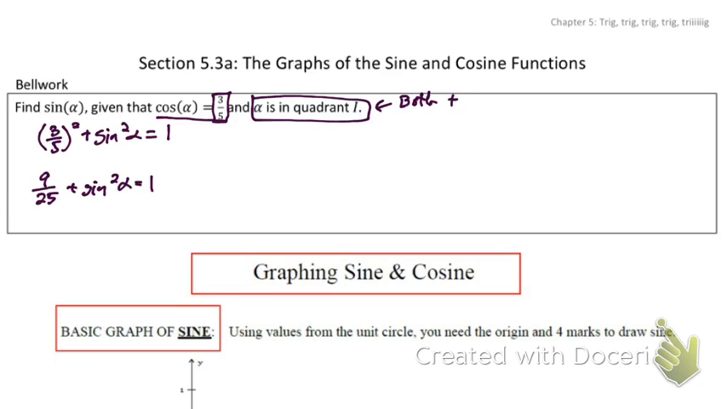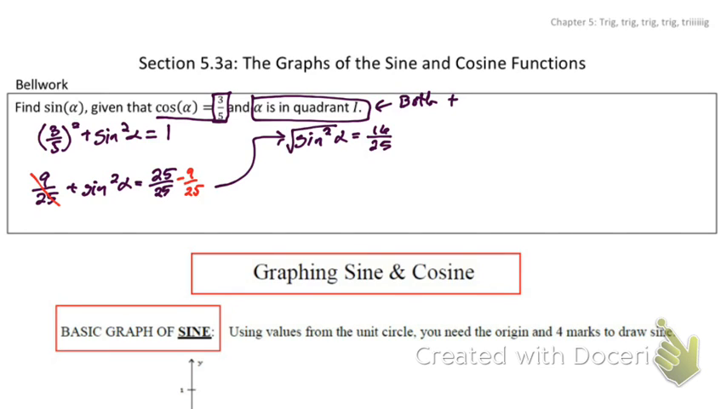Now what I'm going to do is subtract that 9 over 25. A little hint here is I know that this base is 25, so I won't even write 1. I usually just write 25 over 25. That way in my head I can simply think about subtracting 9 over 25 from both sides. I can do that in my head pretty quickly because it's just 25 minus 9. So anyway, we get sine squared alpha equals 16 over 25.